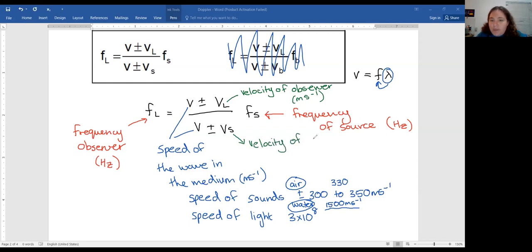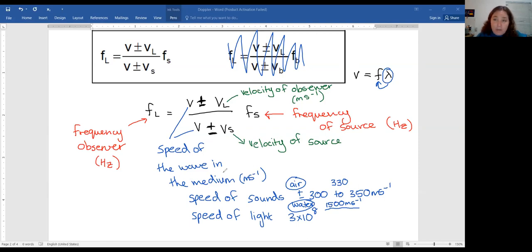VS is the velocity of the source. Now, as I mentioned earlier, usually either the observer will remain stationary, so this bit will disappear and you just don't write it down, or the source will remain stationary and this bit will disappear. But my recommendation, to make sure you don't lose your formula mark, is to write this down before we decide whether it's going to be a plus or a minus. And I'm about to explain how to decide that.